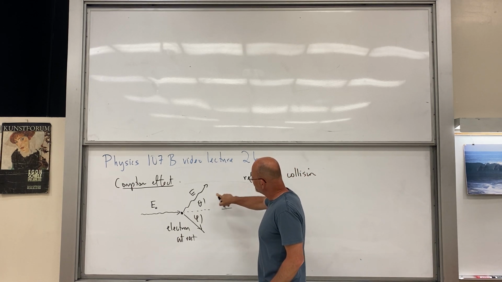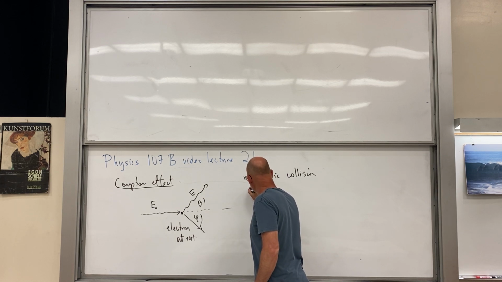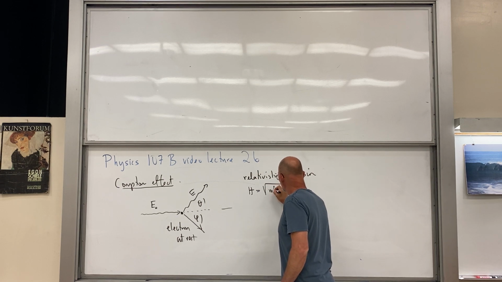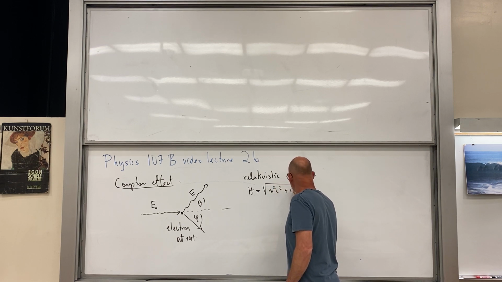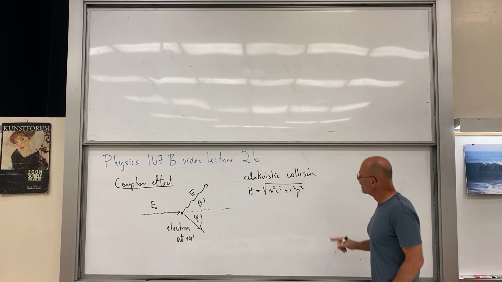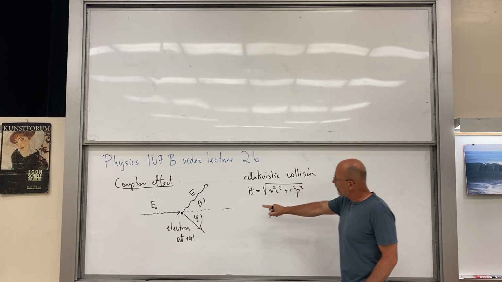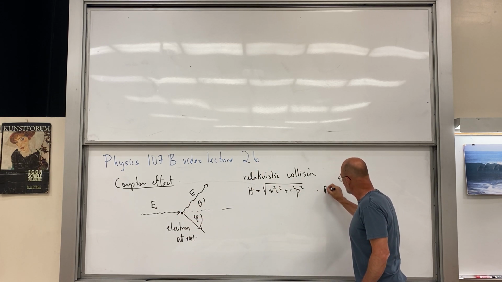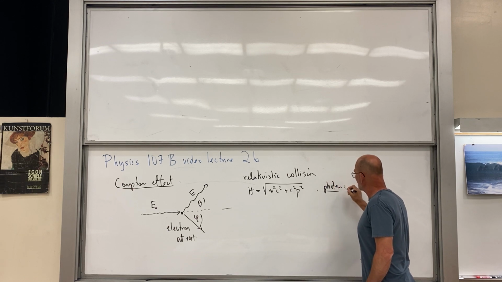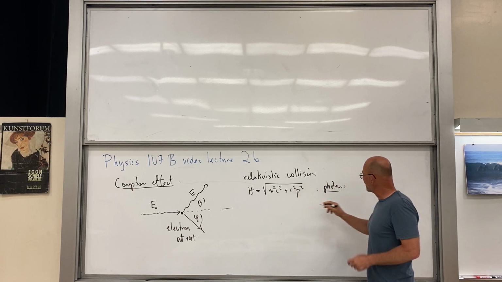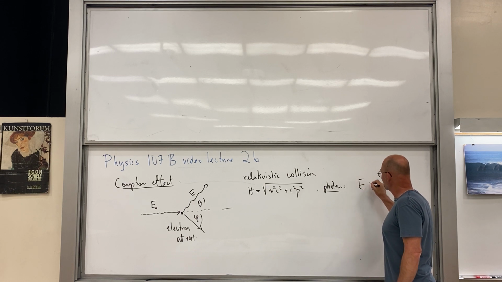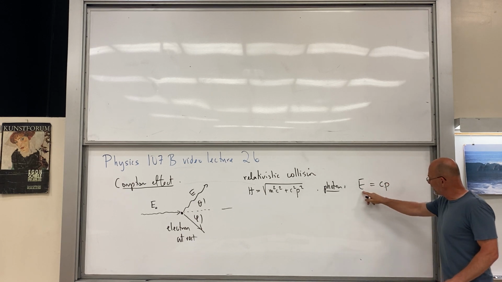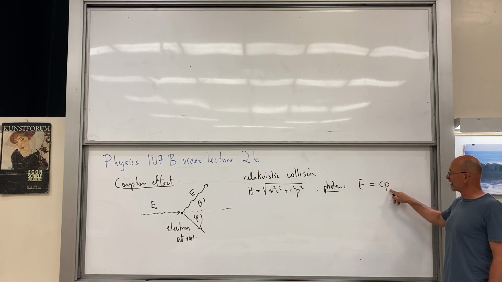In particular, for the energy we have our Hamiltonian, the square root of m squared c to the fourth plus c squared p squared. For the photon, which is massless, m equals 0, so E is simply equal to c times p. So we have an energy, the speed of light times the momentum. That's for the photon.